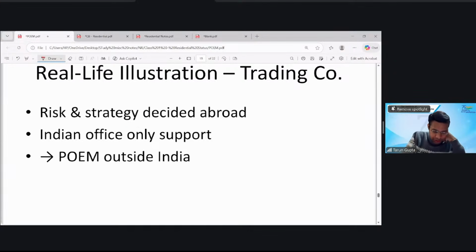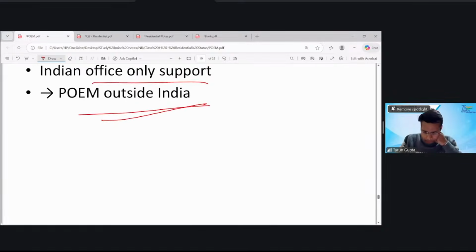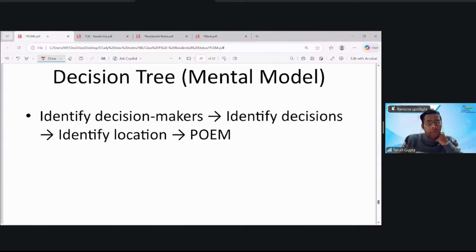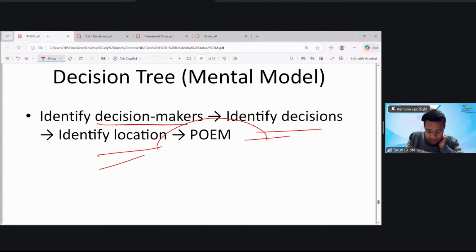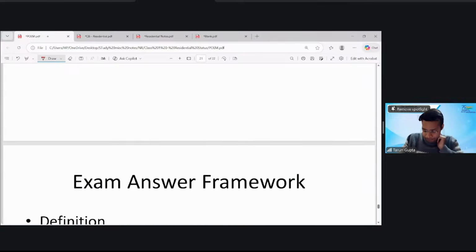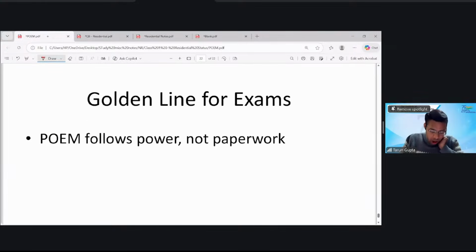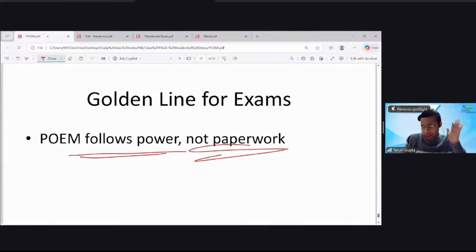But if risk and strategy are decided abroad and the Indian office only supports, then the POEM is outside. So what do we have to see? We first have to identify who is taking the decision. Then we identify the location where decisions are taken. And that location is the POEM. POEM follows power, not pressure. So we are talking about substance.